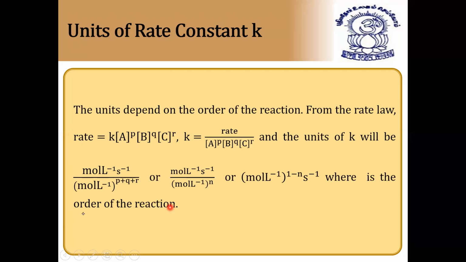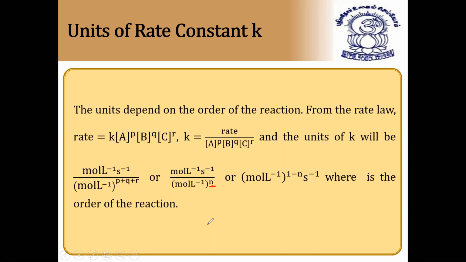So by adding the powers, we get the order of the reaction. So for any order of the reaction, the units are moles per liter to the power 1 minus n, per second, where n is called the order of reaction.